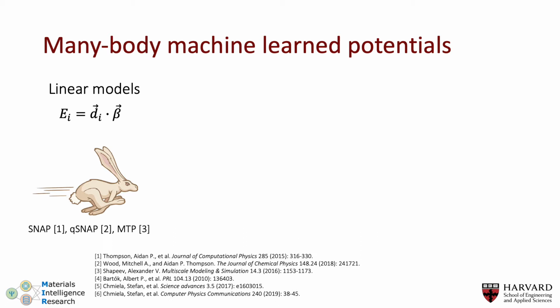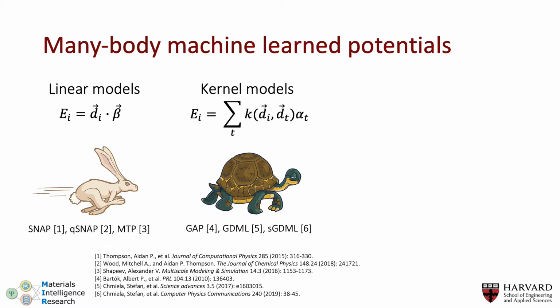And you can think of many of these models as falling under two broad classes. The first class, linear models, takes the dot product of a descriptor vector into a vector beta to give you the local energy of atom I. You can think of spectral neighbor analysis potentials and moment tensor potentials as falling under this class. By contrast, there are kernel-based models, which require you to compute a kernel between the environment of interest, di, and all of the training environments, dt. Under this category is GAP, Gaussian approximation potentials, and the GDML models, which stand for gradient domain machine learning.